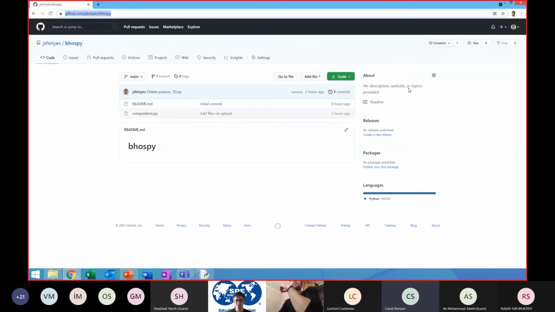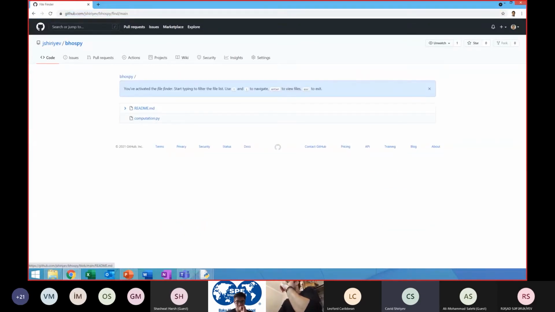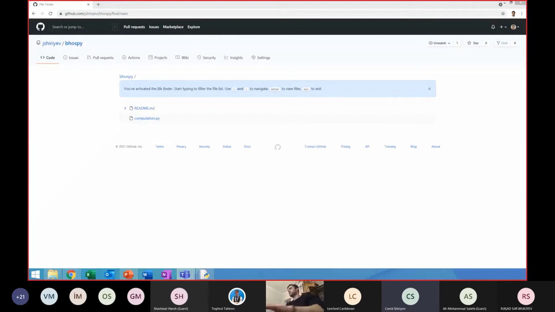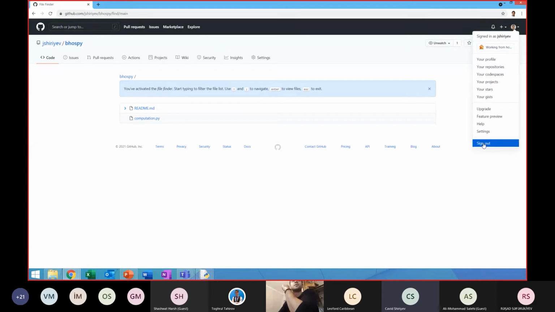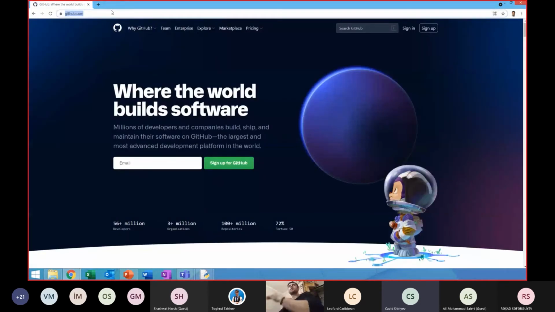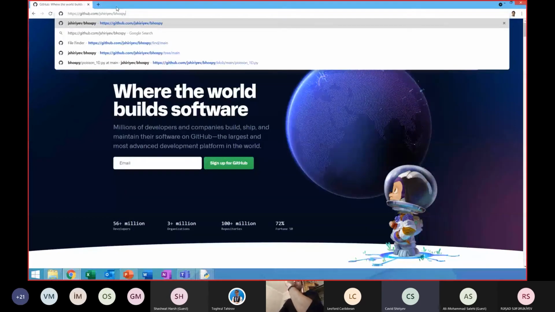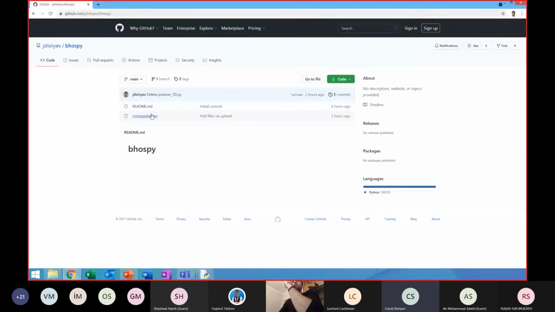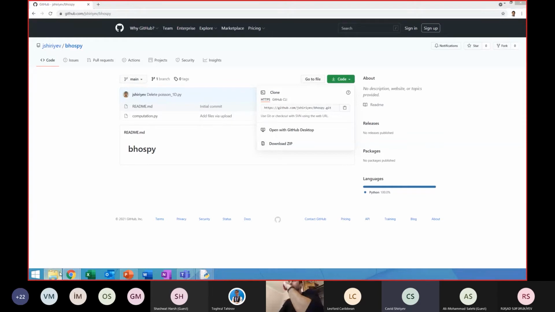If you want to download this, you simply go to the file and then download it. I will show you how to do it, and I'm sharing the link with you as well. I'm going to send it to the chat box. If you click on that link, you will be directed to the BHOS Pi module, where we have only the computation file. You can download it by downloading the zip, and then you will get the computation file. I have it here in my folder, so I will be using this computation file.